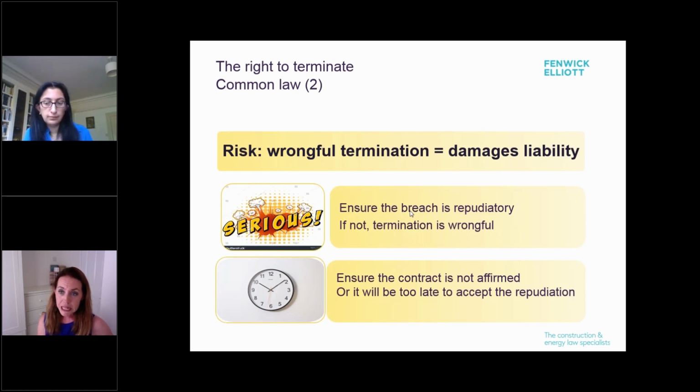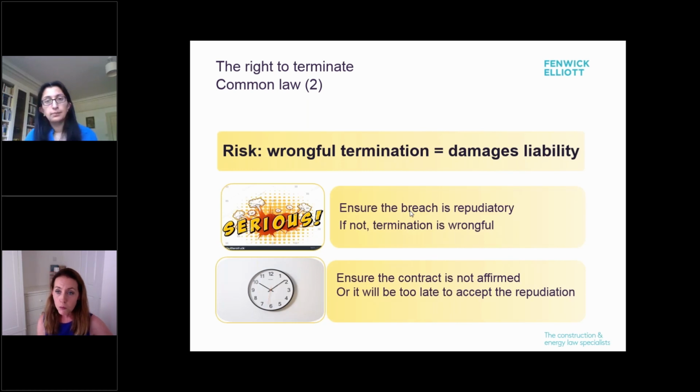So to terminate successfully and make repudiatory breach work for you, there are two things that you really need to get right. First of all, you have to make sure that the breach is sufficiently serious to justify termination. It needs to be one that goes to the absolute core of the contract. Now, that is assessed objectively, and as you can imagine, is very fact dependent. And unfortunately, that means it's not always easy to determine if a breach meets the criteria.